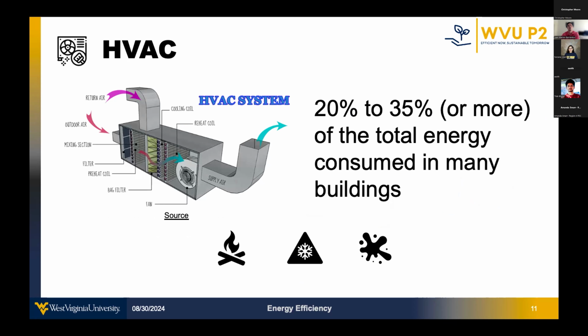HVAC systems usually account for 20 to 35%, or even more in some cases, of the total energy consumed in many buildings. Also keep in mind that many of these facilities that have HVAC systems were designed and installed at times when energy efficiency wasn't really a priority. So most of these systems are designed to meet extreme load conditions, and they're oversized and maybe not operating efficiently.